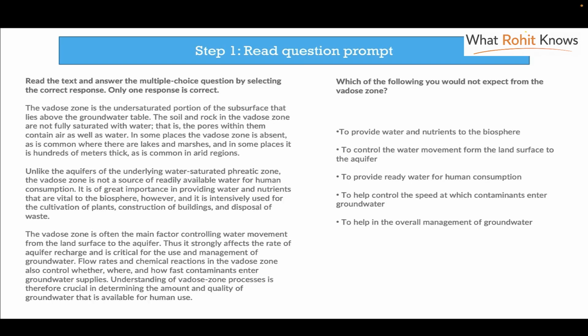The first thing that you have to do is read the question prompt. In this case, that is, which of the following would you not expect from the widow's zone. We didn't start reading the text immediately. We didn't read the options. We first read the question prompt. So read the question, understand what the question is, identify keywords from the question prompt. In this question prompt, the main keyword is widow's zone.